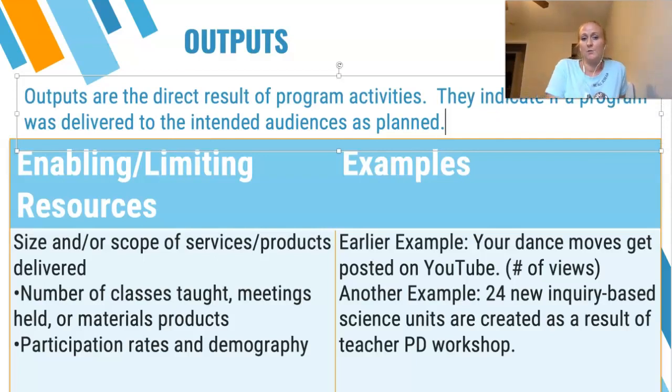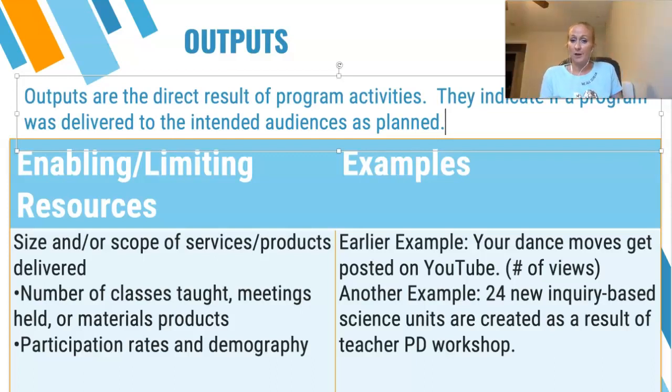So essentially, you can look at the size and scope of services or products delivered. And a lot of times these take the form of counts or numbers or increases or decreases or expansion, reduction, limitation, those kinds of words. So use that as your vocabulary to draw from. Number of classes taught, number of meetings held, number of people trained, materials or products produced, increases in participation rates, changes in the demography, changes in the population as far as how that population's categorized or identified.